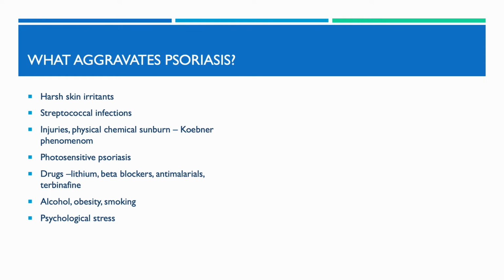Psoriasis is a remitting and relapsing condition. So what is it that aggravates stable chronic plaque psoriasis? Well, harsh skin irritants, soaps, detergents will tend to make it flaky and scaly and can exacerbate psoriasis. As mentioned previously, particularly with guttate psoriasis, streptococcal infections, usually of the throat, 10 to 14 days afterwards can result in exacerbations of psoriasis. It's very common for anything which tends to injure the skin, be it a physical injury such as a cut or a burn, a surgical injury, or even sunburn.